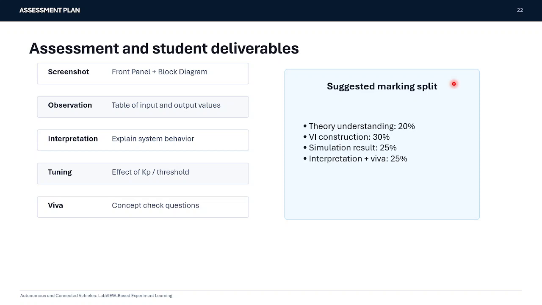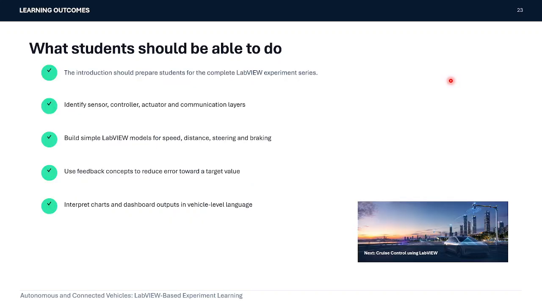So this is a basic assessment. If you have completed the series, you can share your screenshot and your observations. If you have any doubt, we can do the assessment. The introduction should prepare you to complete this LabVIEW experiment series one.